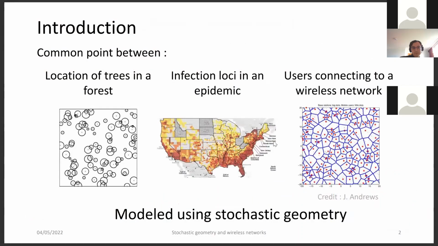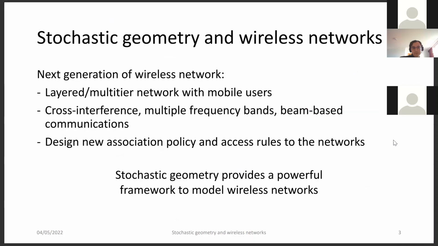So just as a quick introduction, what is the common point between the location of trees in a forest, infection loci in an epidemic, which is something that has bothered us for the past 2 years, actually, and users connecting in a wireless network? The simple answer is that all these three phenomena can be modeled using stochastic geometry. Stochastic geometry is a very powerful tool to model a lot of spatially correlated processes. And our main topic of research here is its use with wireless networks.